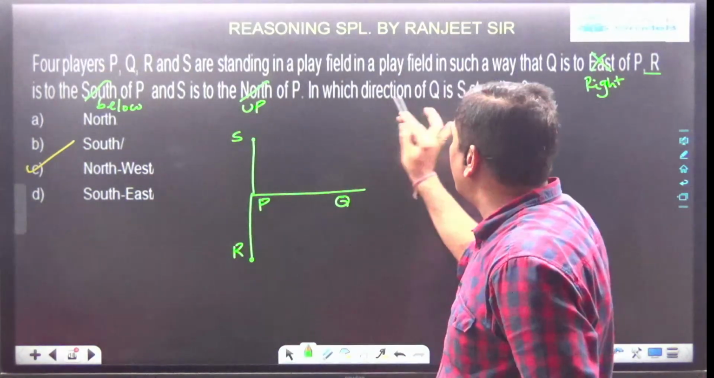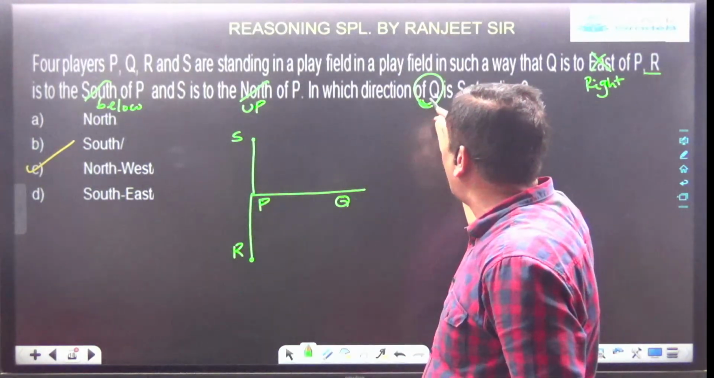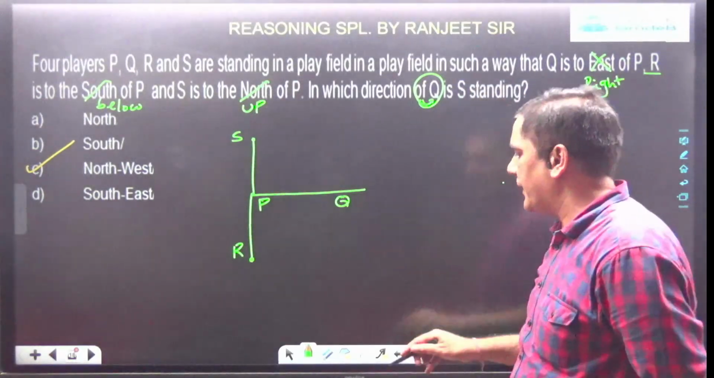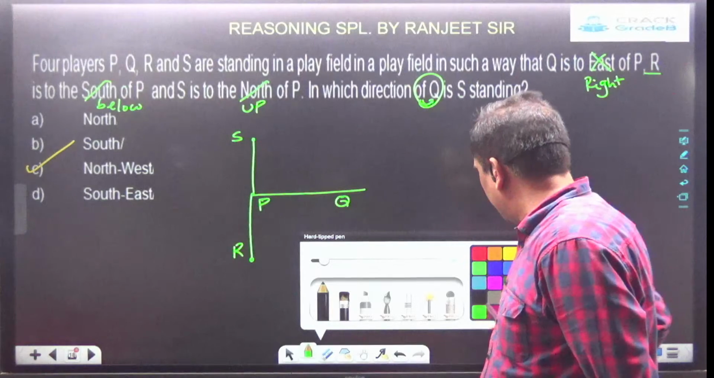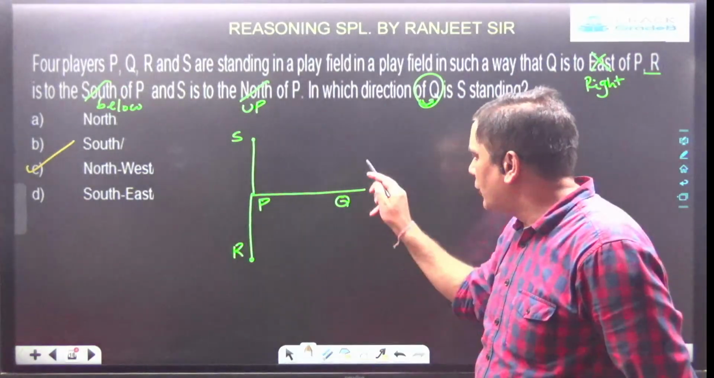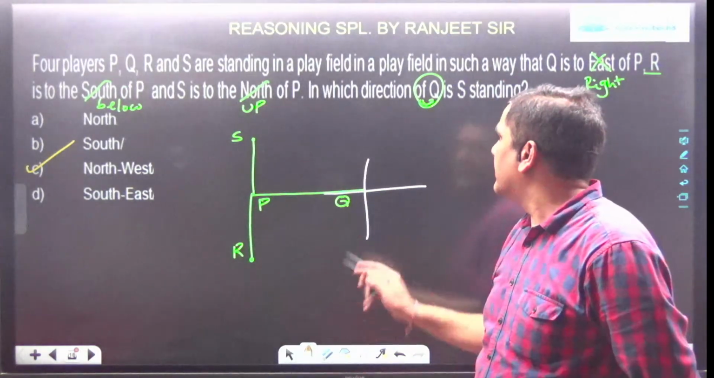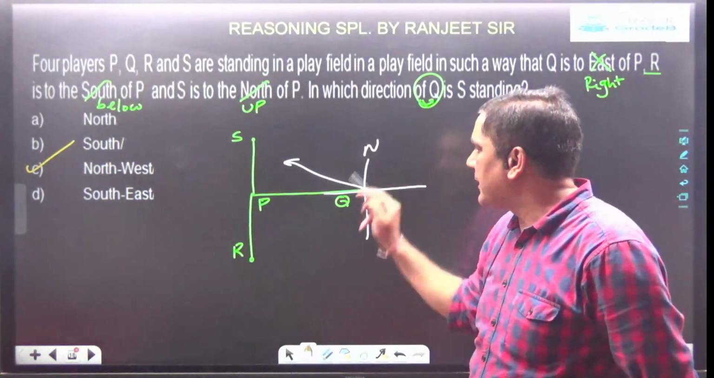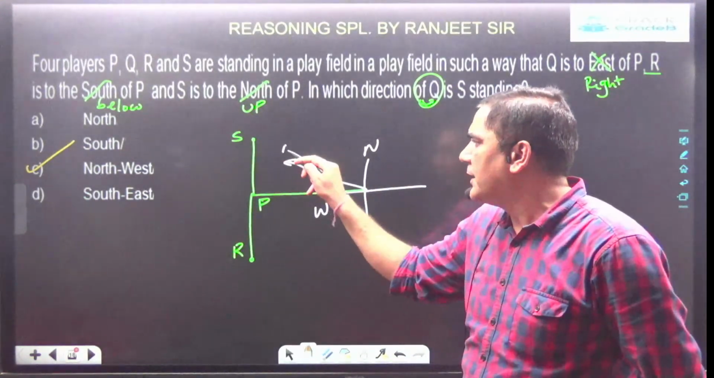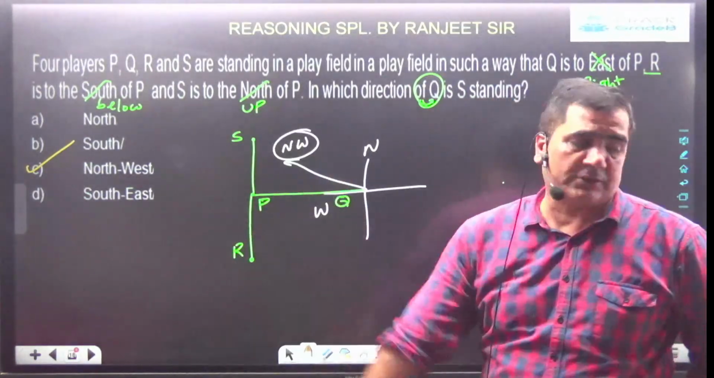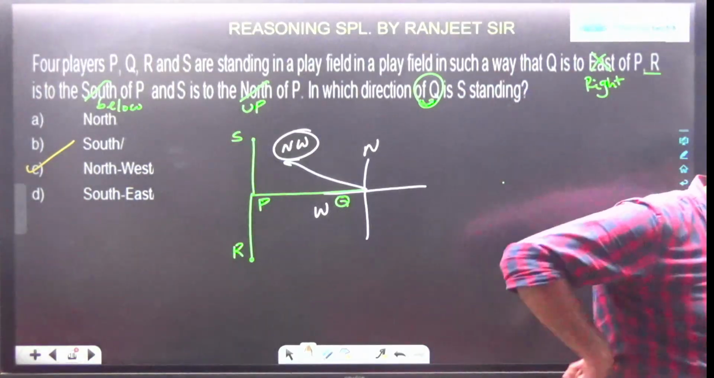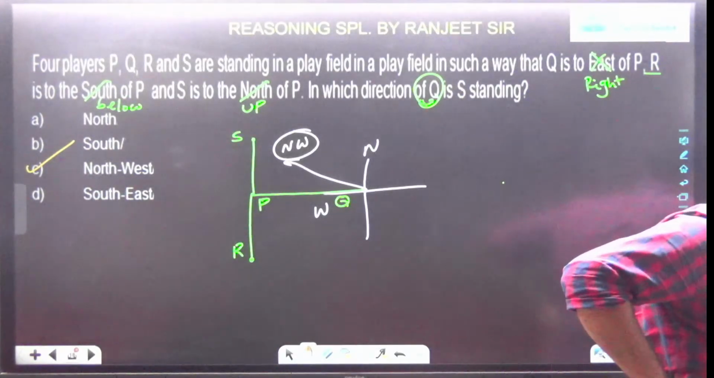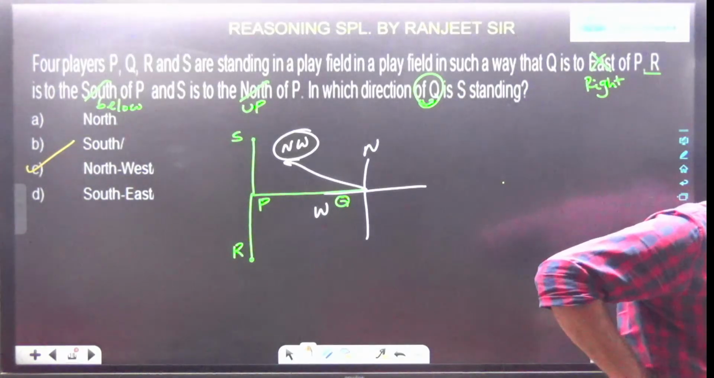Now they are saying in which direction of Q. Of means the reference point should be Q. In which direction of Q is S standing? So from Q, you have to plot the standard direction. Q to S, I should move in this direction, and this is nothing but midway of north and west. The answer should be northwest. Clear? Okay.